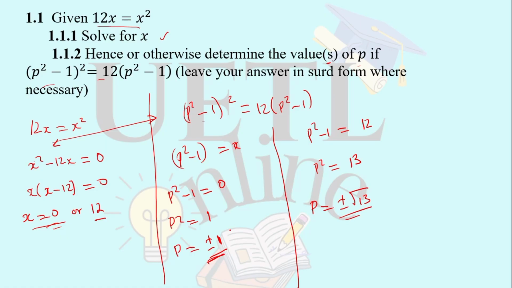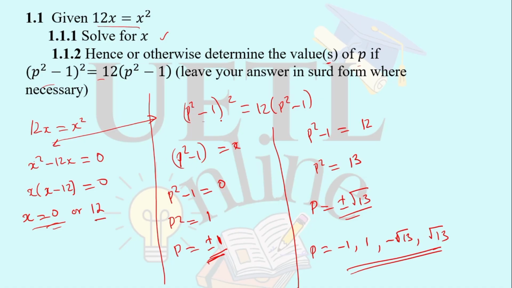We can see that we have our answers. P is equal to minus 1, 1, minus root 13, and root 13. So these are the answers for P. It's as easy as that. We have successfully solved this one. So that was this question.